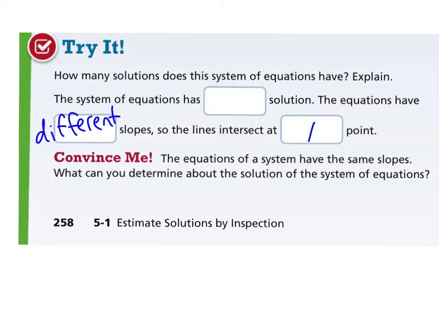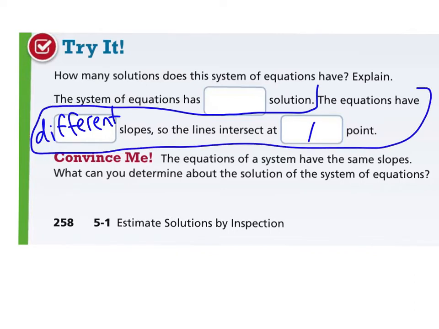And I would have put this sentence first before the other sentence. I would have started there, and then now that we know that, now we can say the system of equations has one solution, okay? Solutions are how many points the lines intersect at. So once we saw they have different slopes, they're going to be angling different, they're going to intersect at one point.